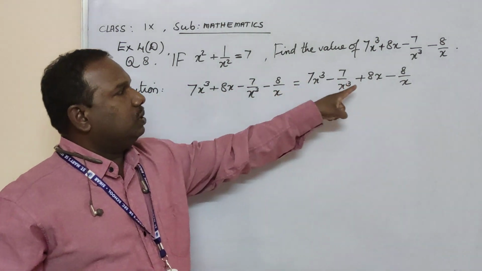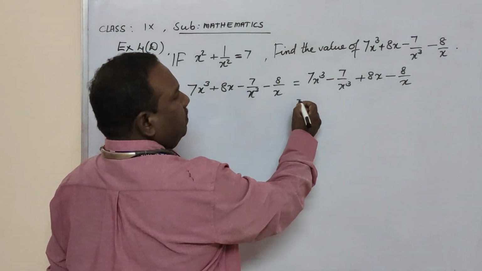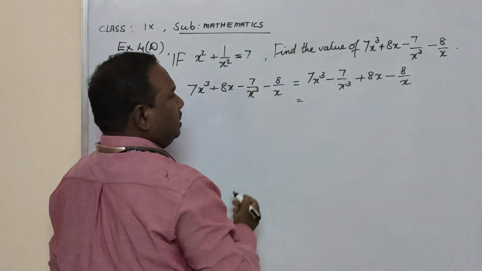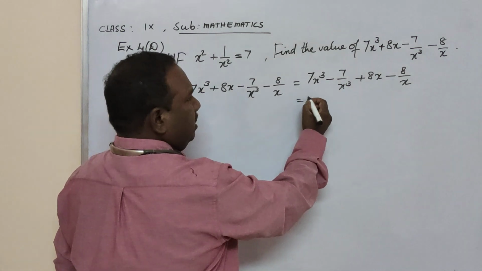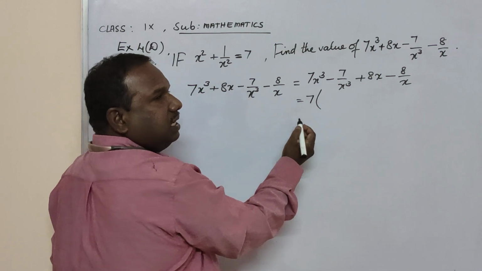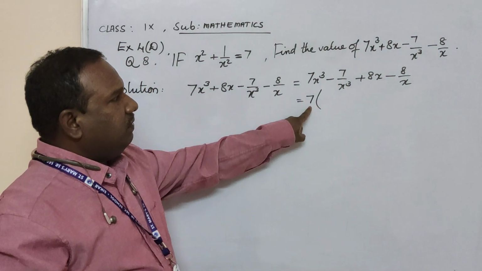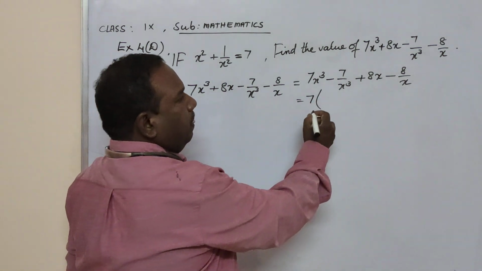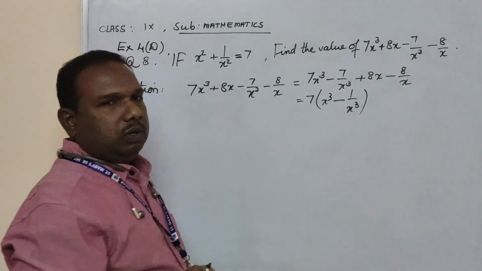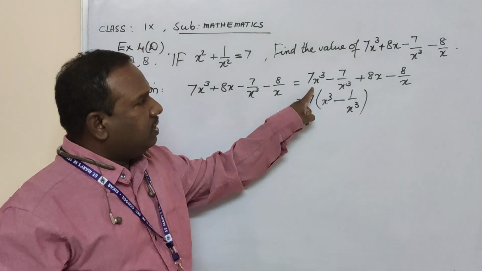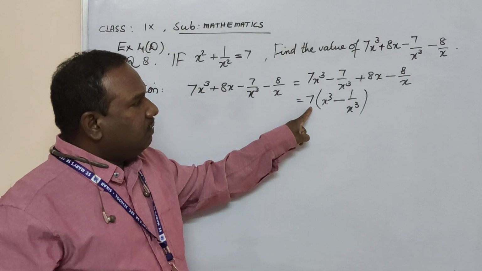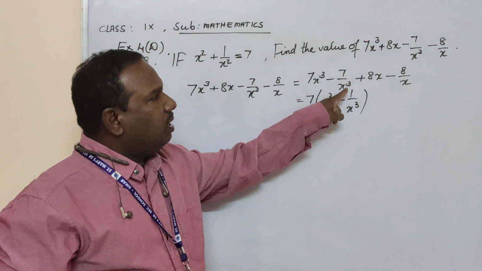These two terms are written together. Then out of these first two terms, you can see 7 is a common factor. Let us take 7 common from the first two terms. So after taking 7 common, we get 7 into x cube minus 1 by x cube. Look at the board very carefully. 7 is taken common from both these two terms, and after taking it we get 7 into x cube minus 1 upon x cube.